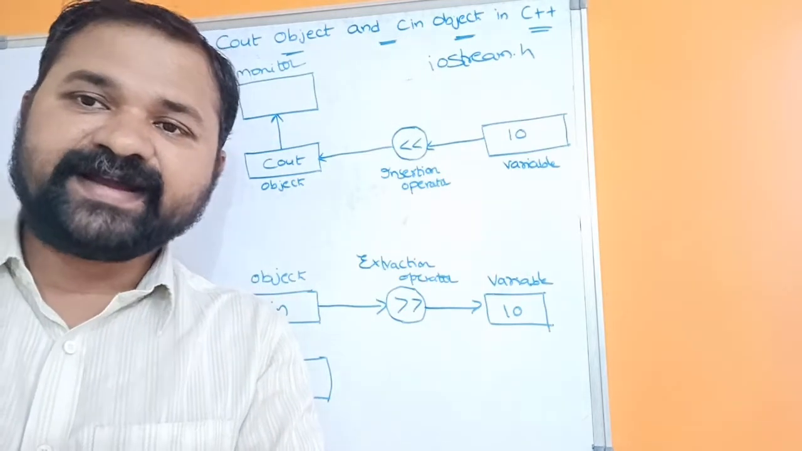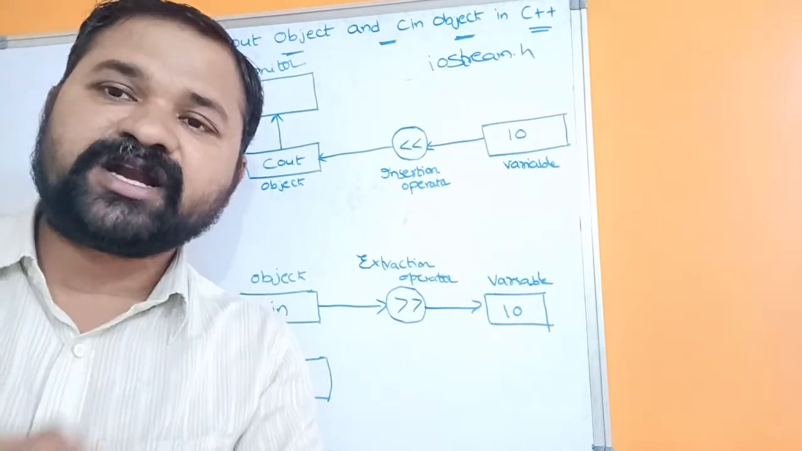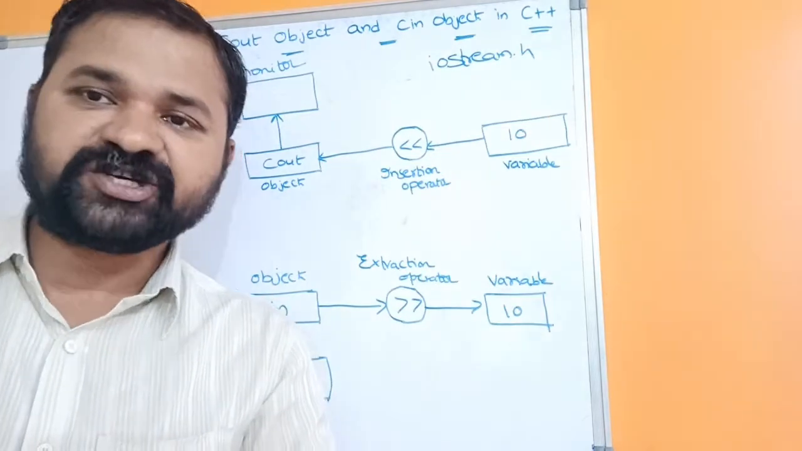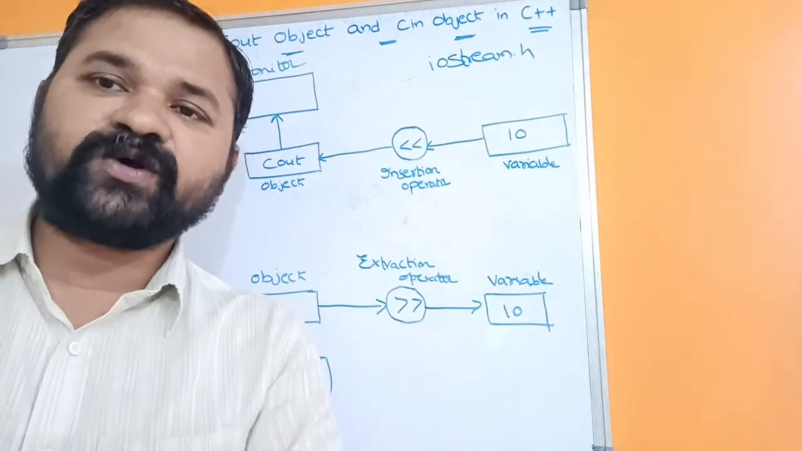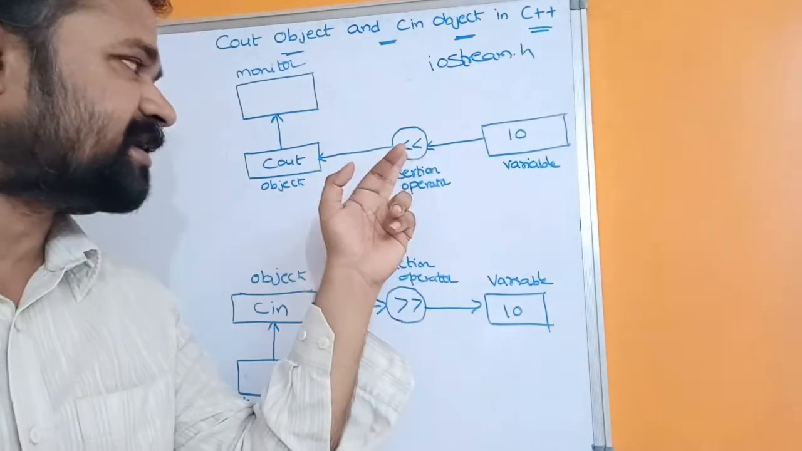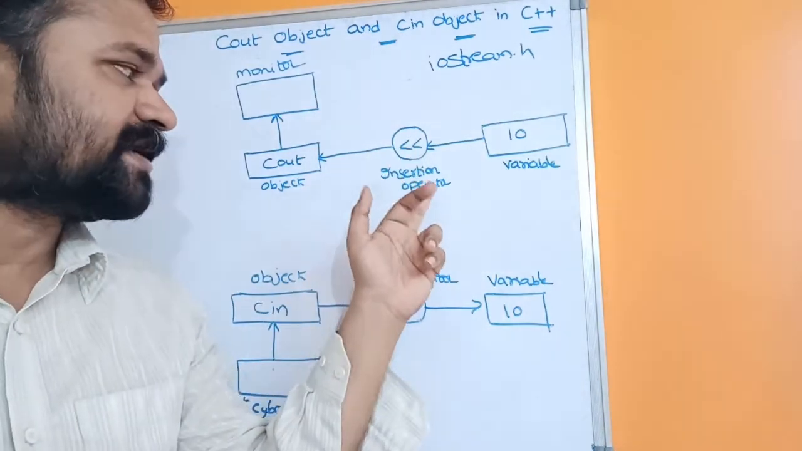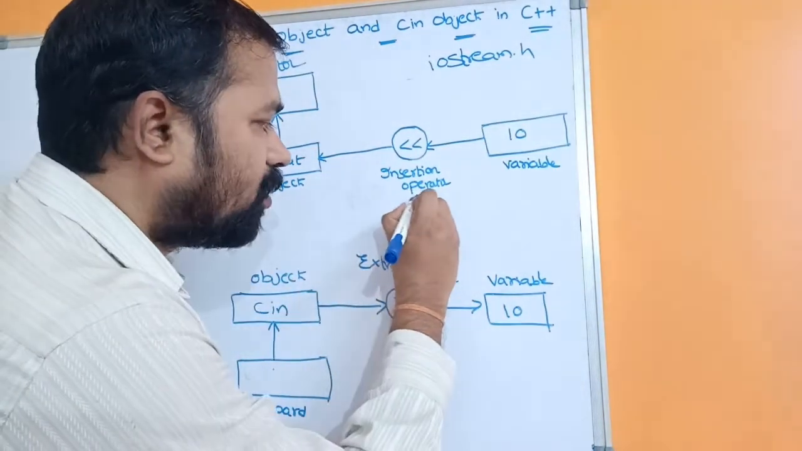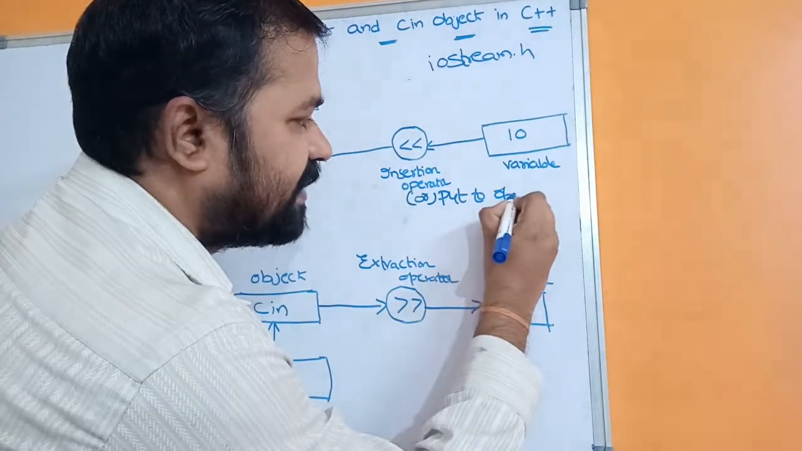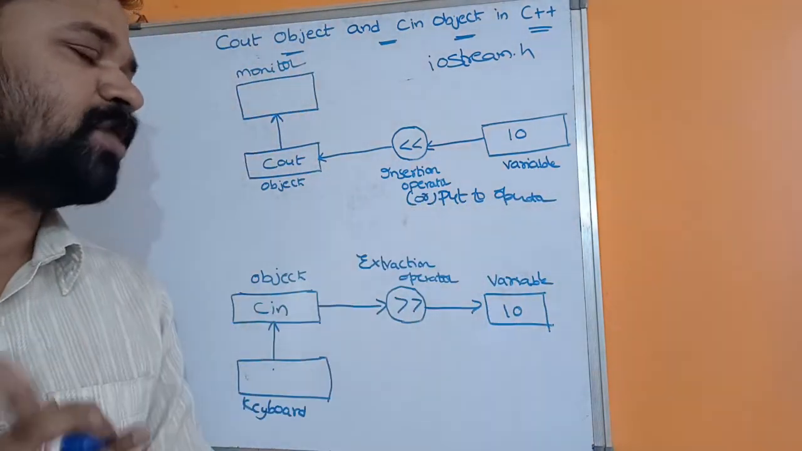Now let's see the advantage of the cout object. Cout object is mainly useful in order to display data on the monitor. It is just like the printf function which we use in the C programming language. In order to display data on the monitor, the cout object uses the less than operator. Here less than is called the insertion operator, or this can also be called the put to operator.